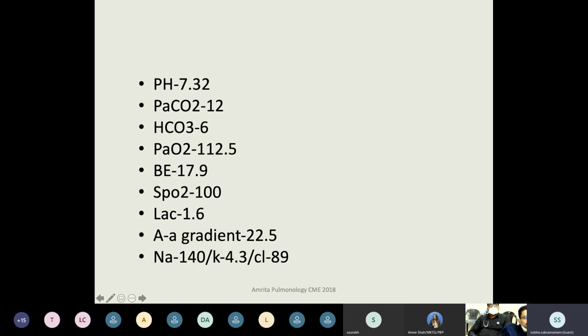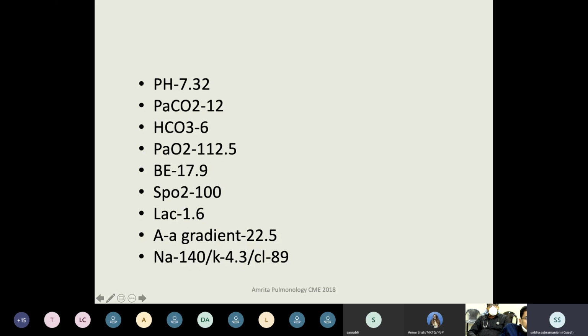So 7.32 is the pH. The H ion concentration will be 80 minus 32. That is 48. 48 into 6 by 12. Oh, that is good. 48 by 12, that is 4, into 6 is equal to 24. So these numbers are correct. They are not wrong. So when I saw the values first, marked reduction in PaCO2, markedly reduced bicarb to 6, these values are correct. So I would like to go ahead with analyzing this.